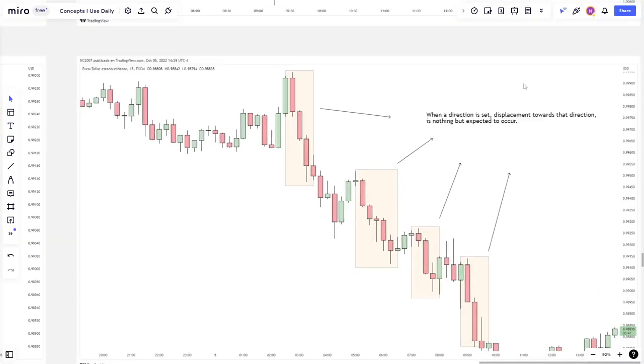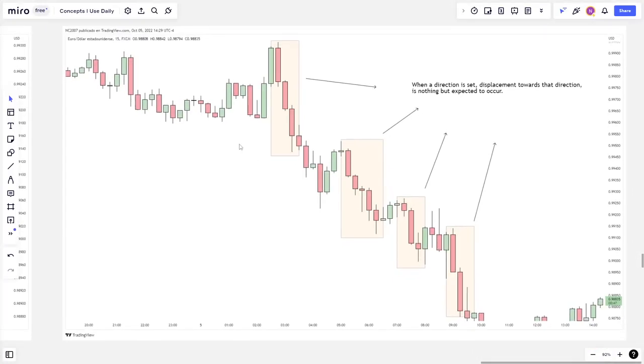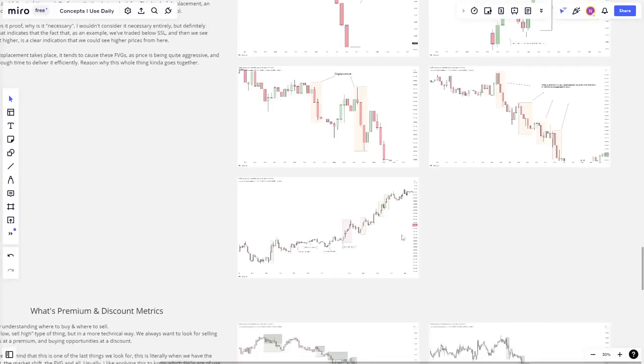When a direction is set, displacement towards that direction is nothing but expected to occur. So you can see here the direction is set bearish, even run of buy-side liquidity, right, above those highs. Displacement, tiny bit of retracement, displacement, retracement, displacement, retracement or range, aggression, and so on and so forth.